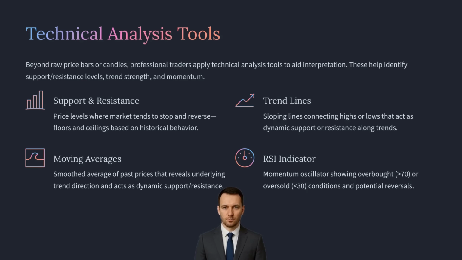Beyond just looking at raw price bars or candles, professional traders apply technical analysis tools to their charts to aid in interpretation. These tools can help identify potential support and resistance levels, trend strength, and momentum. Below, we'll discuss a few of the most essential chart tools: support and resistance lines, trend lines, a related concept, moving averages, and the relative strength index, RSI. Using these in combination with price action helps traders make more informed decisions.